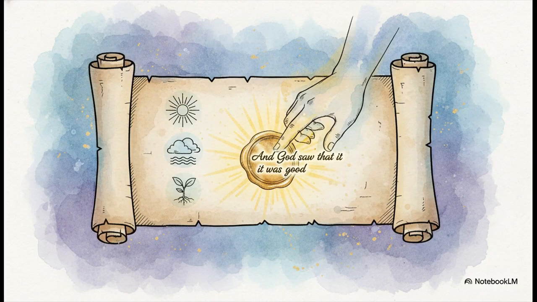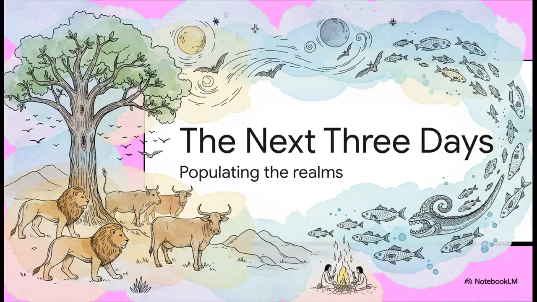And what's really cool is this literary pattern that starts to pop up. After each one of these big creative acts, the text gives us this little refrain, and God saw that it was good. It's like a stamp of approval, you know? It confirms that every step in turning chaos into order is working. The plan is coming together. Okay, so the basic realms are now formed. The narrative then shifts to solve that second problem we talked about. The world was empty. The stage has been built, so now it's time to bring on the actors.